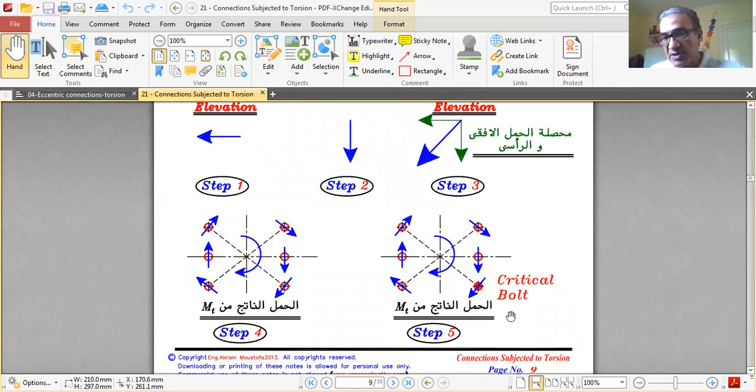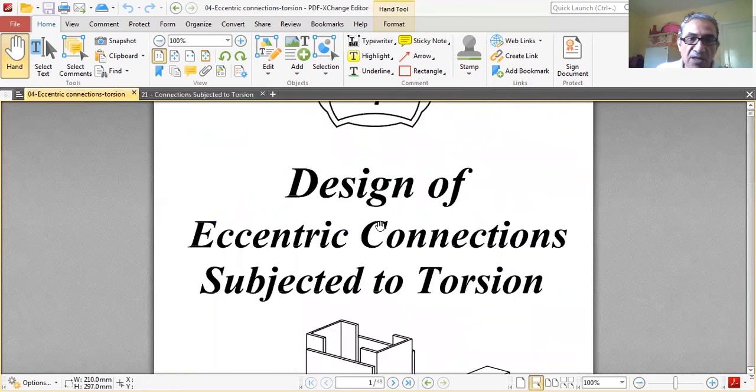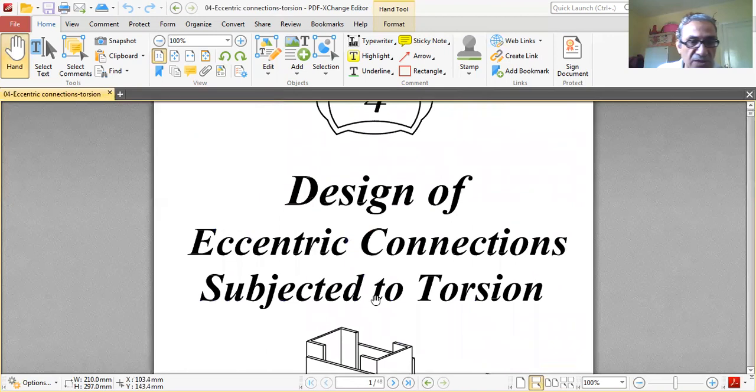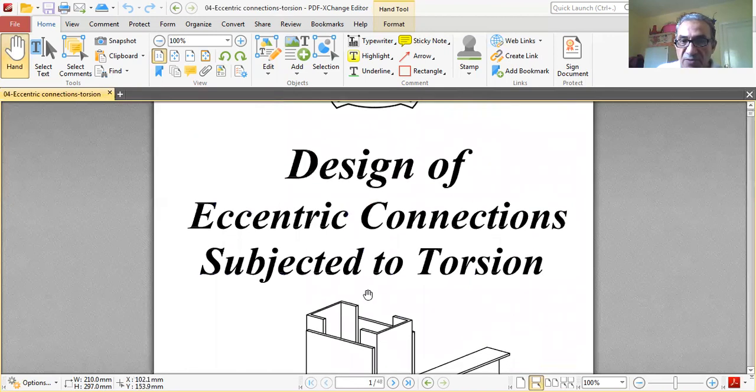So if we design the critical bolt and make sure that it is safe, all other bolts, assuming that they have the same diameter and properties as this one, are safe. We've solved many examples related to this. Today we're going to talk about eccentric connections subject to torsion, which is chapter 5 in the steel design course.